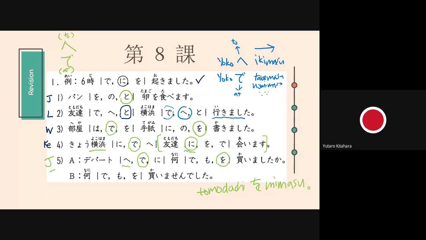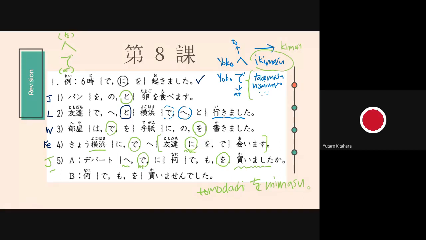What did you buy to department? No. What do you buy at department store? Okay, so it's really at. So again, you use e for directional verbs like go, ikimasu, kimasu, kaerimasu. In this case, what's the verb here? The verb here is kaimashita. Okay, physical action verbs. Yeah, so that's the difference.